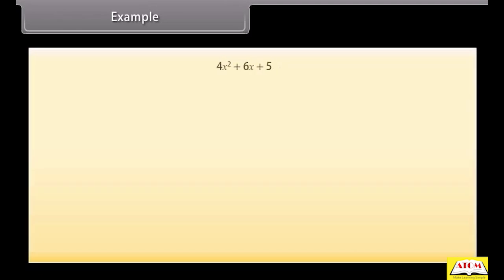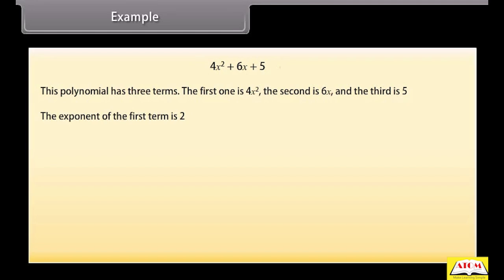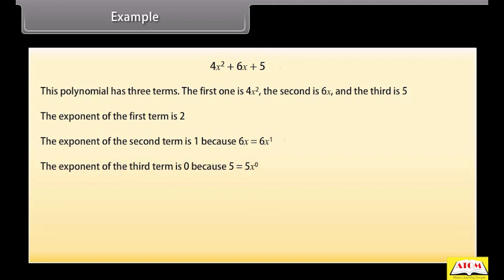Example. 4x square plus 6x plus 5. This polynomial has 3 terms. The first one is 4x square, the second is 6x, and the third is 5. The exponent of the first term is 2. The exponent of the second term is 1 because 6x is equal to 6x raised to the power 1. The exponent of the third term is 0 because 5 is equal to 5x raised to the power 0.